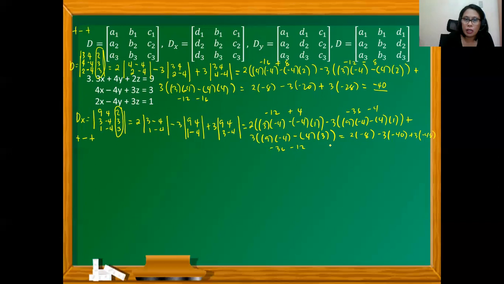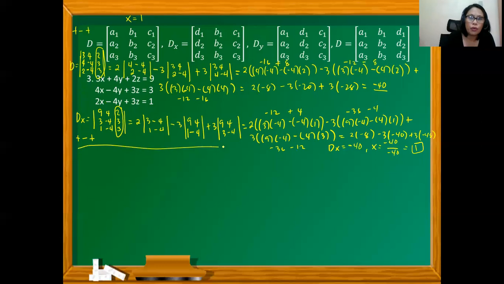So our D sub x is equal to the product of 2 and negative 8 minus 3 times negative 40 plus 3 times negative 48. And this equals negative 40. So meaning x is equal to d sub x, which is negative 40, all over d, which is negative 40. So our x is equal to 1. So x equals 1, guys.